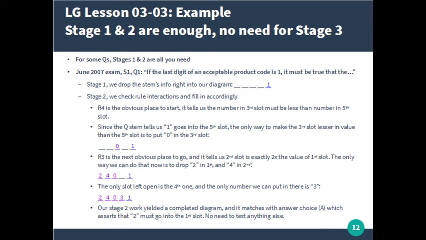So as I've been saying, there are a number of questions out there where stage 2 is enough. You do stage 1, you do stage 2, and you're done because stage 2 got you to an answer choice. Our first such example is from the 07 exam, section 1, question 1. So it's the very first question of the very first game, which reads, if the last digit of an acceptable product code is 1, it must be true that blank. So I just want to make a note here that the stem itself doesn't tell me that stage 2 is enough. I'm not going to know that until I actually do it.